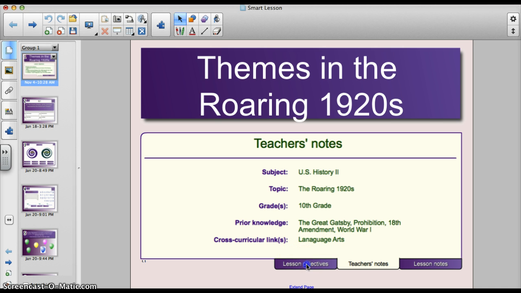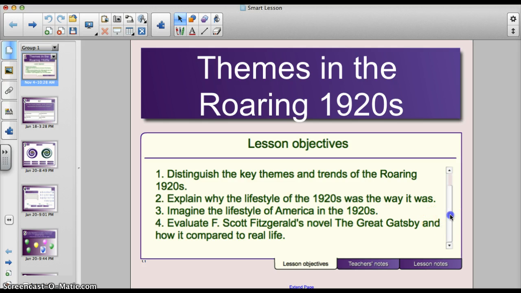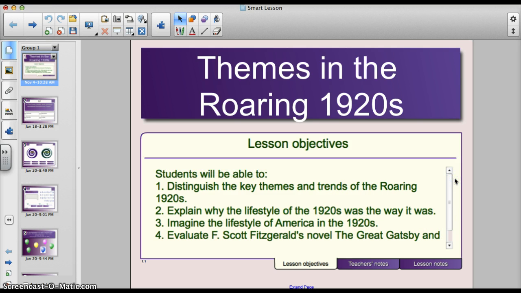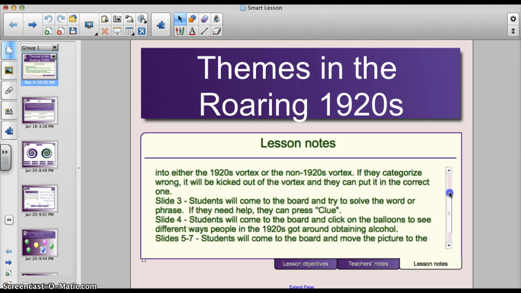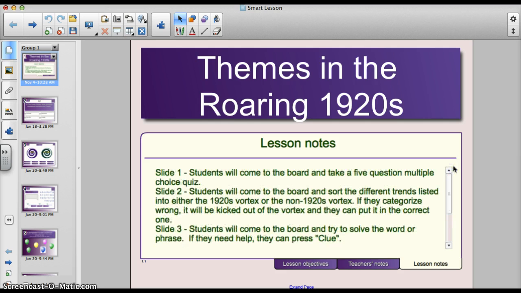The lesson objectives. This lesson is actually more of a review, so I have more kind of lesson objectives before the unit tests. So they would be able to distinguish the key themes and trends of the Roaring 1920s, explain why the lifestyle of the 1920s was the way it was, imagine the lifestyle of America in the 1920s, and evaluate F. Scott Fitzgerald's novel, The Great Gatsby, and how it compared to real life. And over here I just have my lesson notes for the slides, but I won't be going over that right now because I'm going to show you everything.